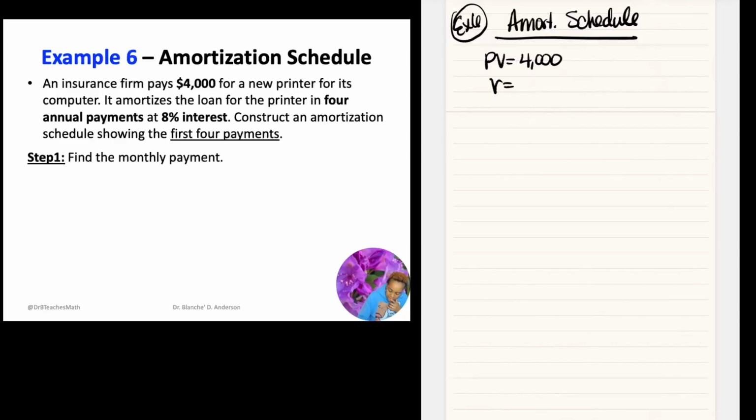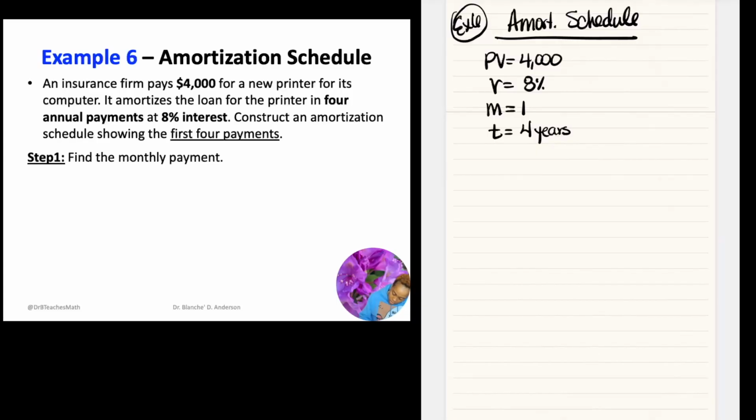So if I write down the pieces, this is 4,000. Your rate is 8%. It says annual payments, so M is going to be 1, which I'm glad because of the thing here. And looks like 4 annual payments, so that's 4 years. 4,000, 8%, 4 years.